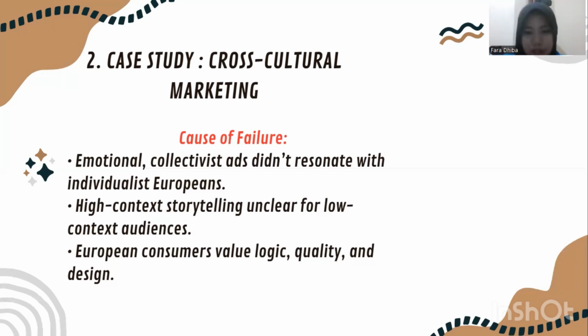Why? The failure happened because the message didn't fit Europe. The Indonesian ads focused on collectivist values like family and togetherness, but the European audience is more individualistic. They want facts, personal benefit, and professionalism.